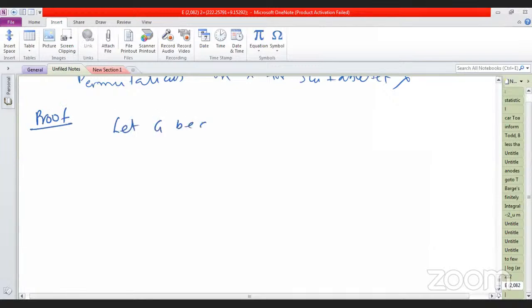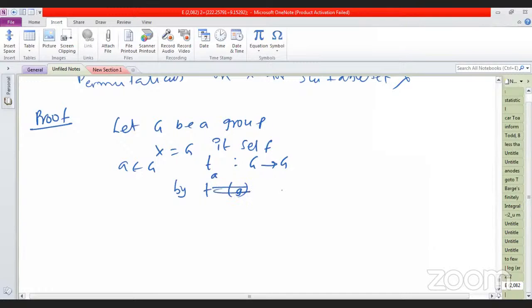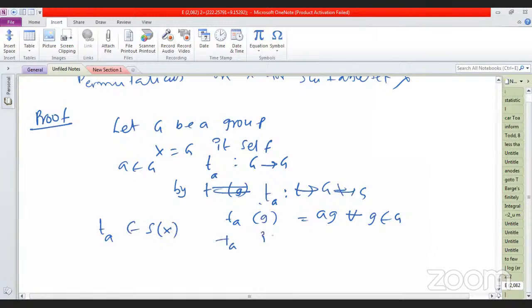So I am going to the proof. Let G be a group. X is equal to G itself. A belongs to G. Define T of A from G to G by T of A of g is equal to A g for every g belongs to G. So we have to prove that T of A belongs to S of X. That means T of A is a permutation. X is equal to G. All of you understanding?